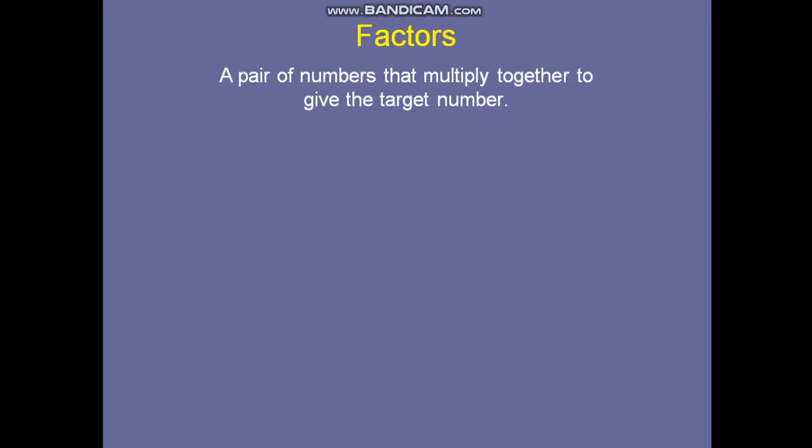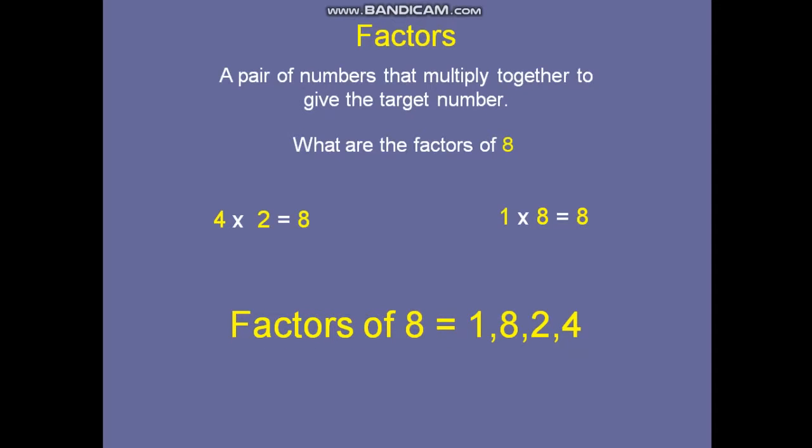Factors are a pair of numbers that multiply together to give you the target number, for example, 10, as we just said. Now, what are the factors of 8? 4 by 2 is 8, and 1 by 8 is 8 as well. So the factors of 8 are 1, 8, 2, and 4. That's too easy.